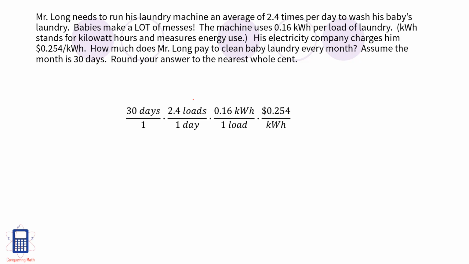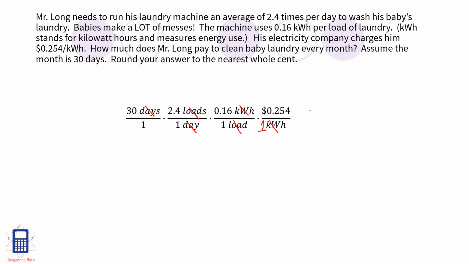The reason we like to set it up this way is because you can see that the units cancel out. I have days on top, days on the bottom. Loads of laundry on top, loads of laundry on the bottom. Kilowatt hours on top, kilowatt hours on the bottom. When I multiply all this together, you'll see all of the units have canceled out. There's nothing left in the denominator, but there's a dollar sign left in the numerator. Also in the denominator, we have 1 times 1 times 1 times 1 kilowatt hour. So when you multiply all that together, your denominator is 1. You can just ignore it.